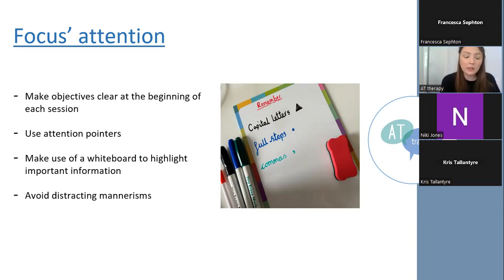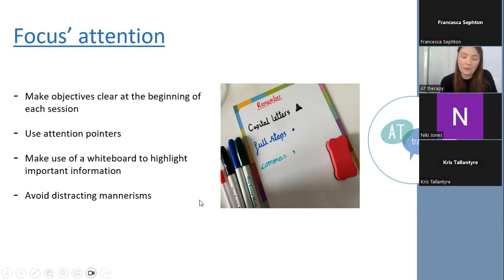Where possible, use attention pointers. They're techniques or strategies that we can use to grab and maintain students' attention during a lesson or a session. These include engaging visuals, telling exciting anecdotes, asking thought-provoking questions. Attention pointers can make the learning experience more engaging and help students be actively involved in that lesson or session.